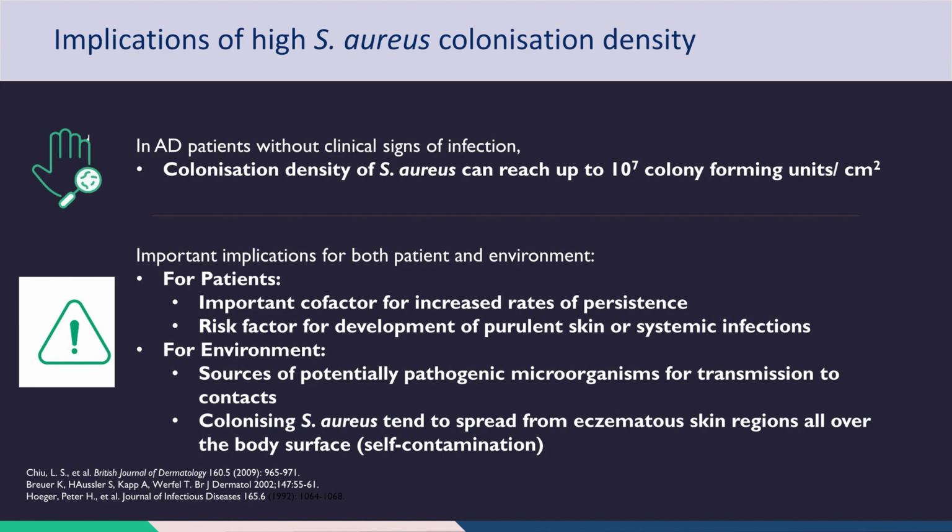Okay, so what is the implication? For patients, it is an important cofactor for increased rates of persistent infection and a risk factor for development of purulent skin or systemic infections. Okay, this we can understand. For the environment, it's basically a source of potentially pathogenic microorganisms for transmission to contacts. Like my patient who had a younger sibling. Some patients may have younger siblings who are still in their neonatal age, so it increases the risk in these patients. And colonizing Staph aureus tends to spread from eczematous skin regions all over the body surface as well. So within the same patient, it can spread as well.